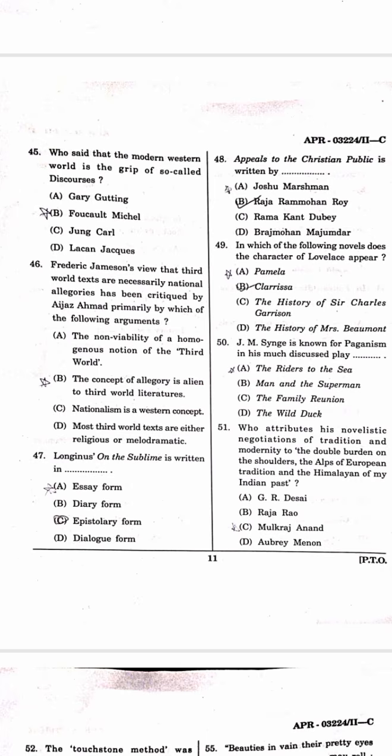Question number 51. Who attributes his novelistic negotiations of tradition and modernity to the double burden on the shoulders, the Alps of European tradition and the Himalayan of many Indian past? And the correct option is Raja Rao.